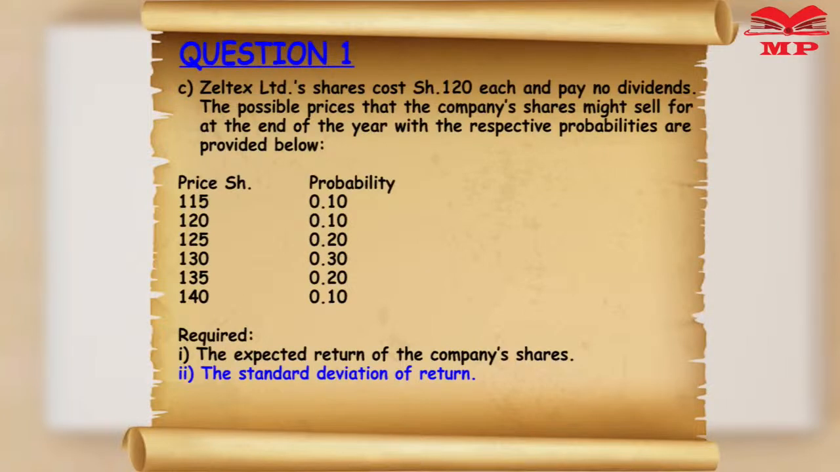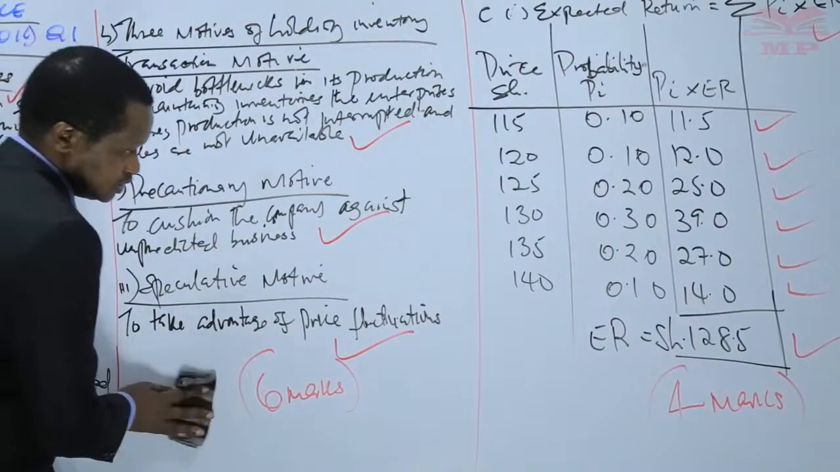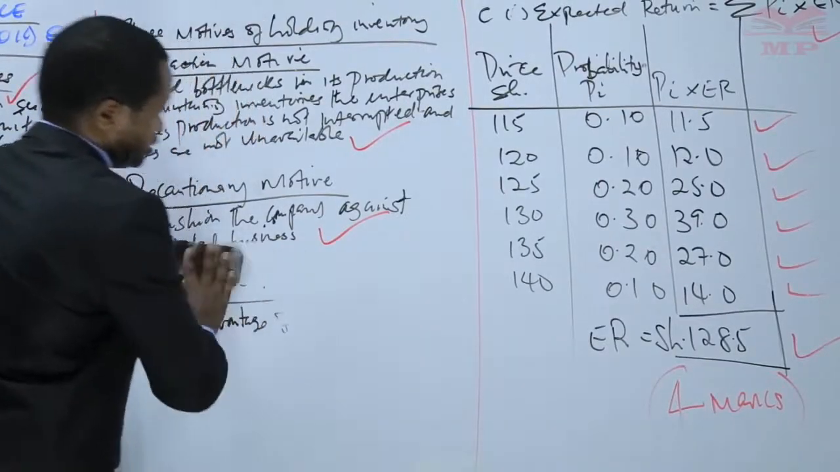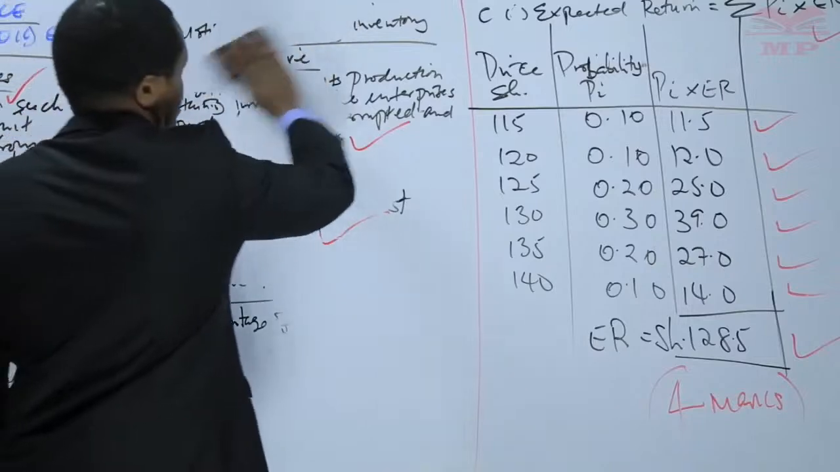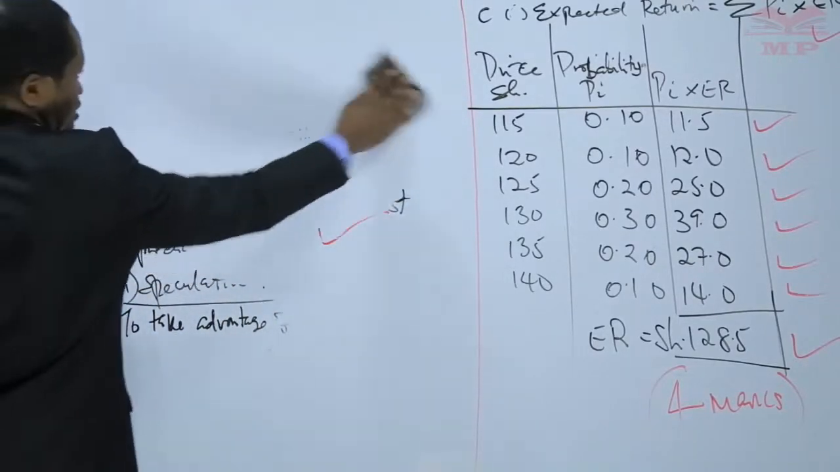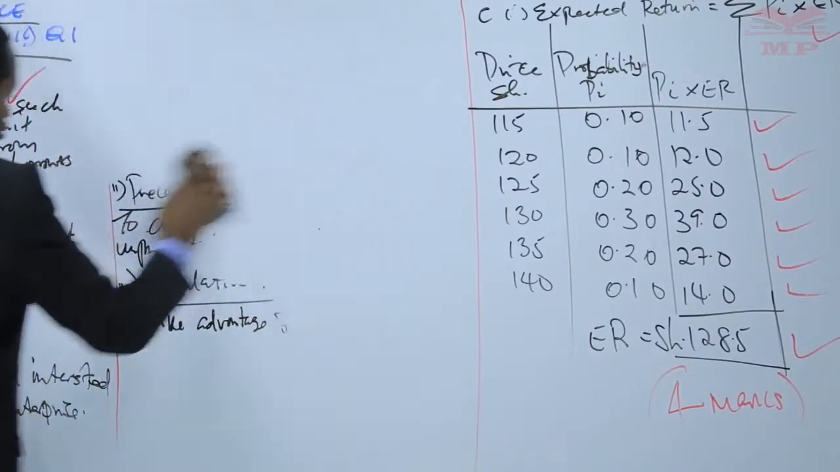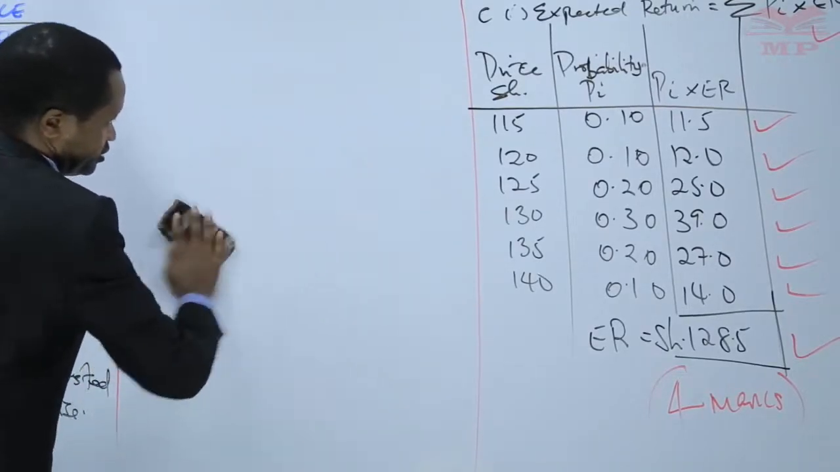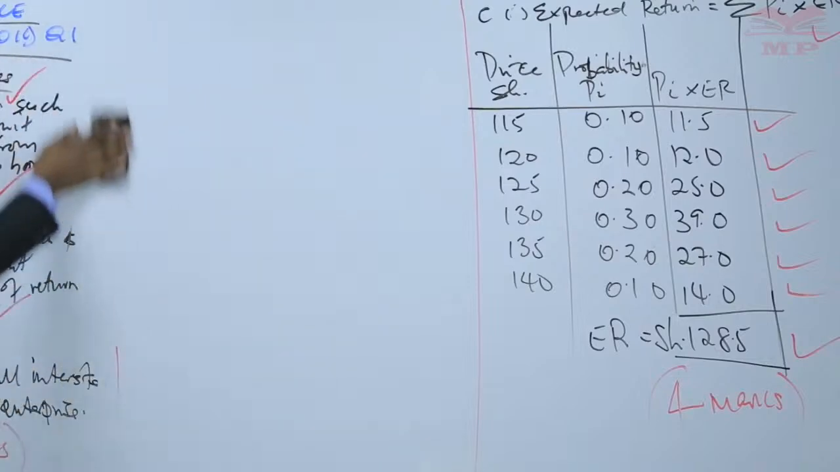It says standard deviation of return, another 4 marks. Standard deviation of return, 4 marks. So candidates, I will need this space to calculate the standard deviation.